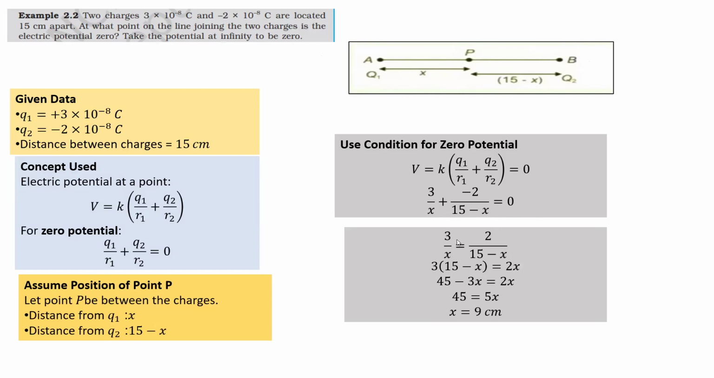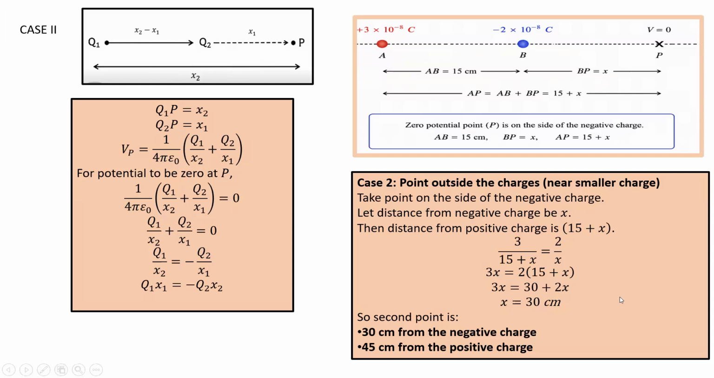Do the cross multiplication: 3 into 15 minus x equals 2x. 15 3s are 45, minus 3x equals 2x. So 45 equals 5x, as the minus 3x comes to this side. x equals 9 centimeter, which means from charge A, at 9 centimeter, the potential is 0. Now, is there any other point that we have to think about? One point we got in between, that is, between Q1 and Q2.